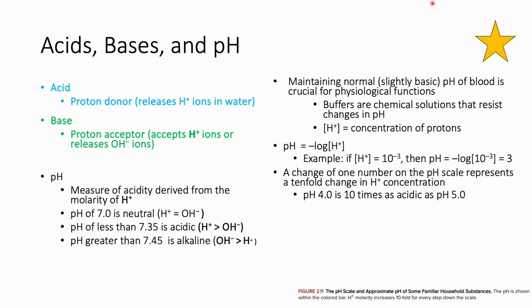So for example, how do you calculate the pH? It's the negative log of the hydrogen ion concentration. So if your hydrogen ion concentration is 10 to the negative 3, that pH is 3. A change of 1 number on the pH scale represents a 10-fold change in hydrogen ion concentration. So a pH of 4 is 10 times as acidic as a pH of 5.